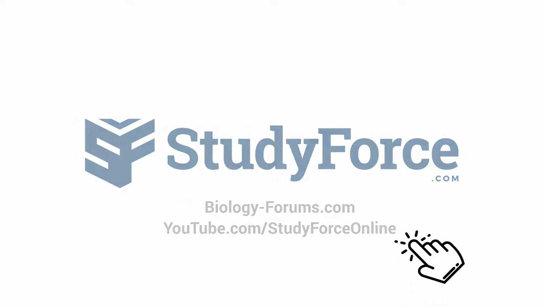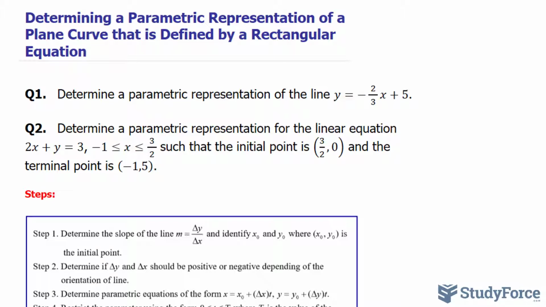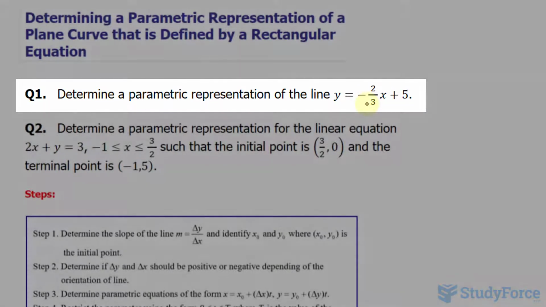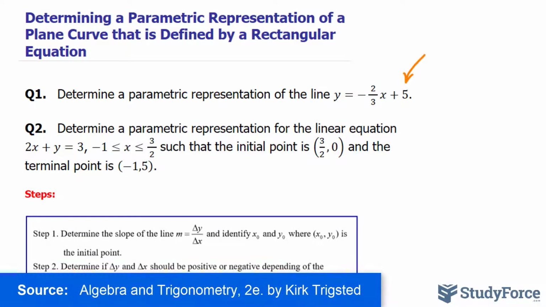In this lesson, I'll show you two examples on how to determine a parametric representation of a single line that's in rectangular form. Notice in question number 1, we have y is equal to negative 2 over 3x plus 5. And what we want are two parametric equations that represent just this. The steps for doing this are shown underneath.